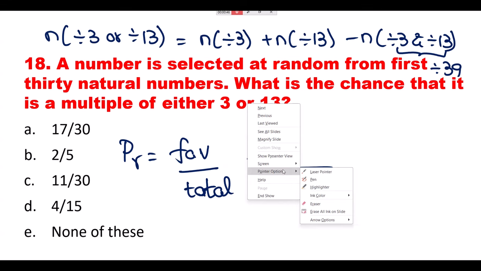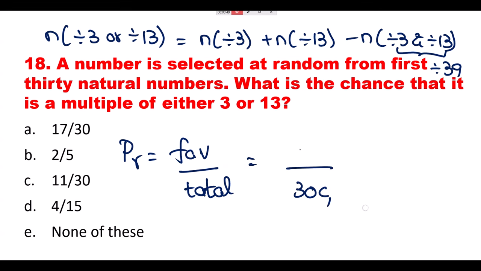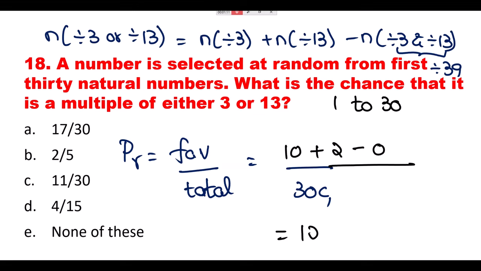Divided by 3, how many numbers are divided by 3 from 1 to 30 is 10. How many are divided by 13 from 1 to 30 is 2. But there is no number divided by 39 here in the range of 1 to 30. Numbers are given from 1 to 30 only. In 1 to 30, there is no number which is divided by 39. So that's why minus 0. So 12 divided by 30, which can be taken as 6 2s are 12, 6 5s are 30. We can claim it's 2 by 5. Option B.